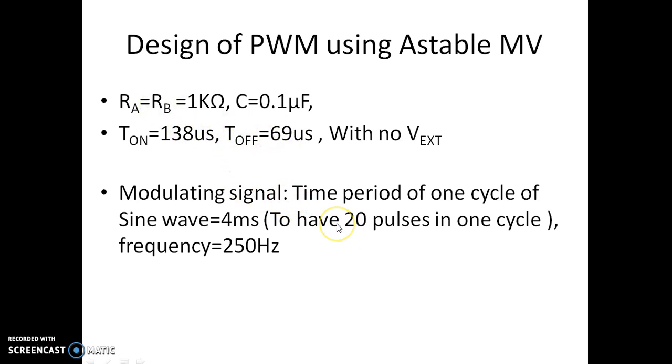If we have more and more pulses within one cycle, we can clearly observe the width variation. So the width will keep on increasing during the positive half cycle, and the width keeps on reducing during the negative half cycle of the sine wave. When I say width is increasing, only the on time is increasing; the off time remains the same throughout the entire sine wave cycle.